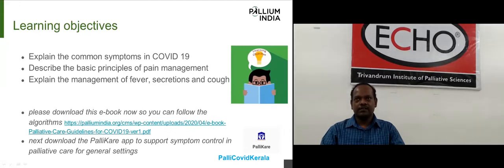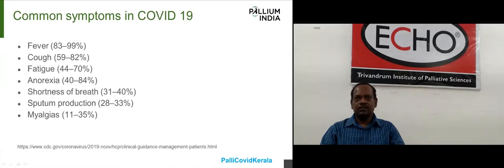So let's look at the common symptoms in COVID-19. Fever is the most common symptom, which occurs in about 83 to 99% of patients, followed by cough, which occurs in 59 to 82% of patients, followed by fatigue, anorexia, shortness of breath, sputum production, and myalgia. So these are the common symptoms in COVID-19.